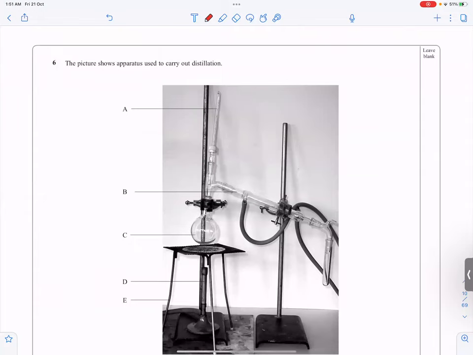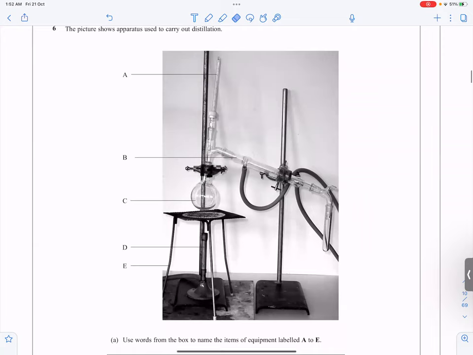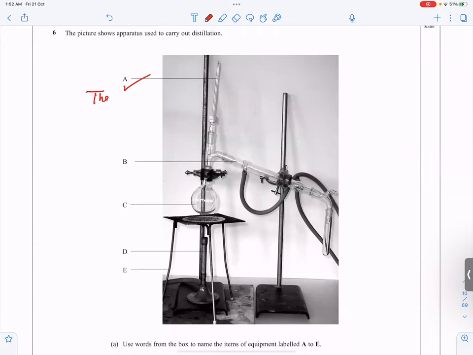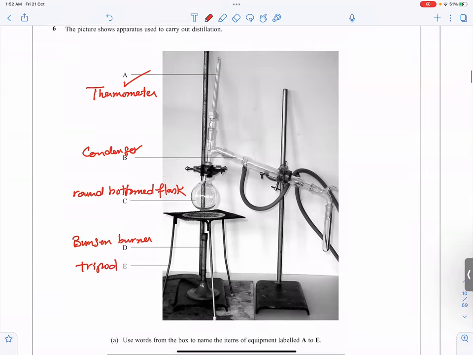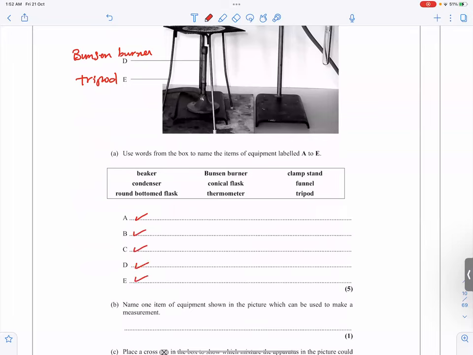Question 6. The picture shows apparatus used to carry out distillation. طبعا ده glass rod, أنا آسف, thermometer. B ده condenser. C round bottom flask. والإيدة اللي هو البانسن برنر والإيدة tripod. يبقى thermometer, condenser, round bottom flask, bunsen burner, tripod دول هنحطهم A, B, C, D, E.